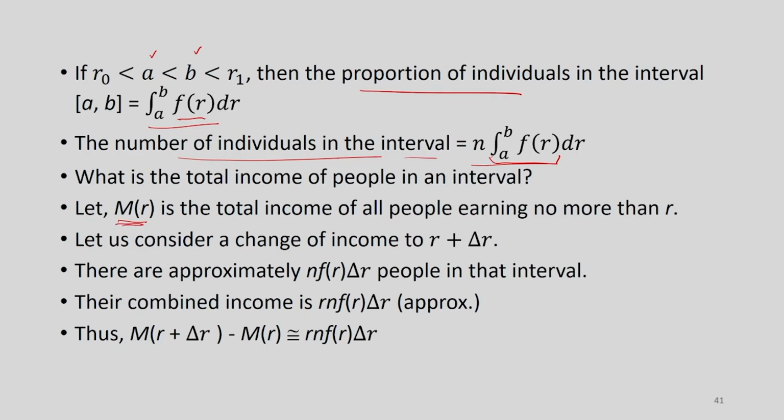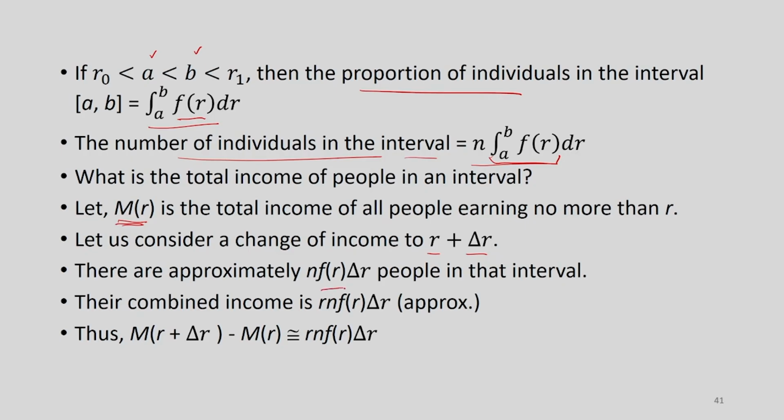Let us now consider a change in the income from r to r plus delta r. So, the change in the income is delta r. Now, there are approximately n multiplied by f of r multiplied by delta r people in that interval. How am I saying that?